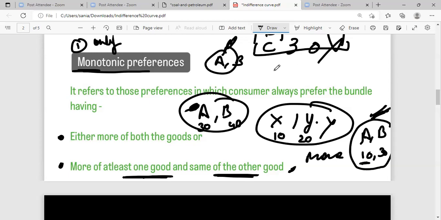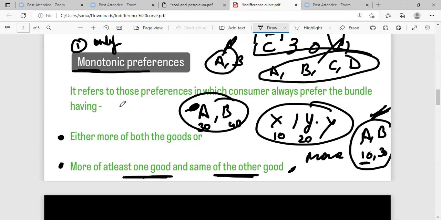So whenever you give preference, like for A, for B, for C, for D, what you see first is that it should give you more of both the goods, right? You are comparing here, and the highest one will be giving you more of everything. So you'll choose this, or you will choose the one which gives you more of one good or the same of the other good. It should not be less. For example, if A is giving you 5 and this is giving you 30, so it's giving you less of A, right? So you will not choose it. It should give you more of at least one and the same of the other good.